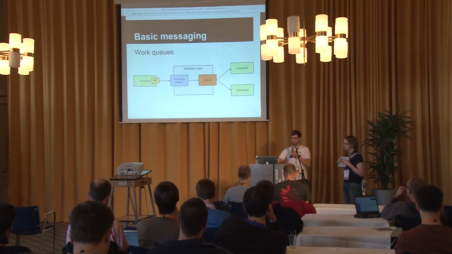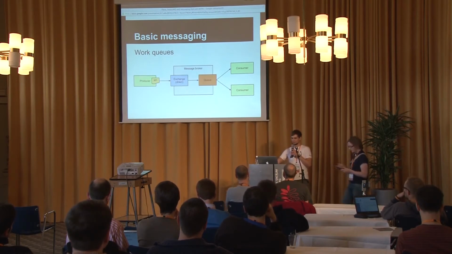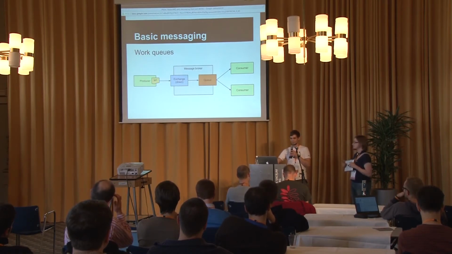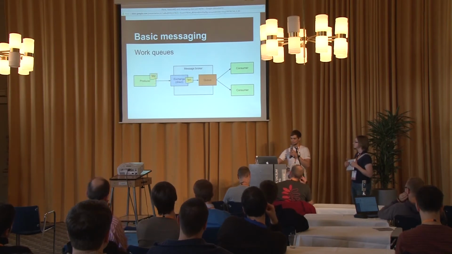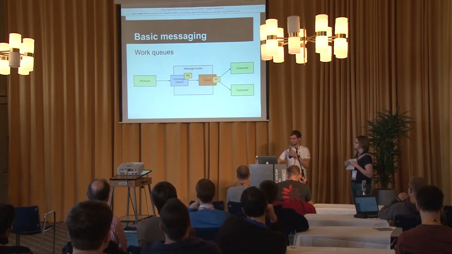And here we have the basic messaging methods of how AMQP can be used. The first one is work queues, and this is ideal for asynchronous tasks or system integration. Here we have a message in the producer, and next it goes to the exchange, and now we have the next message in the producer. Those messages go to the broker, and it distributes those messages to the consumers.